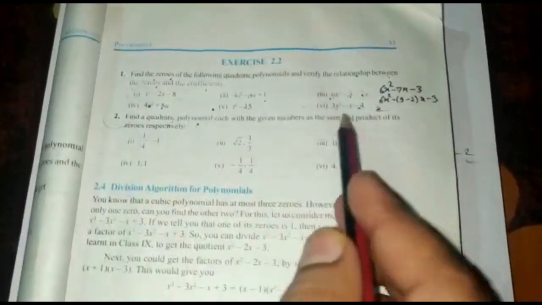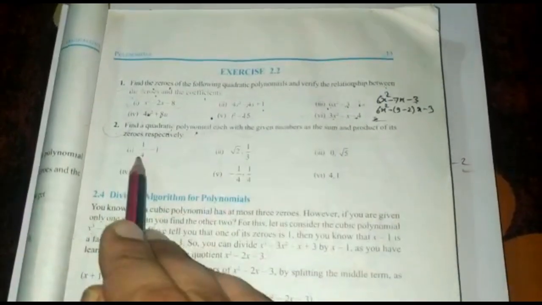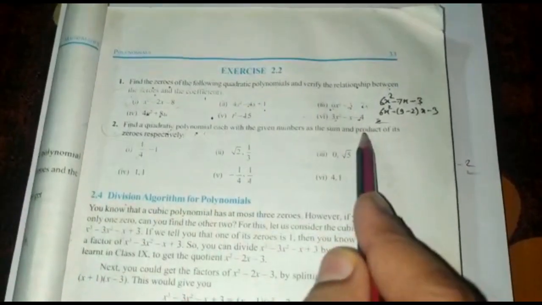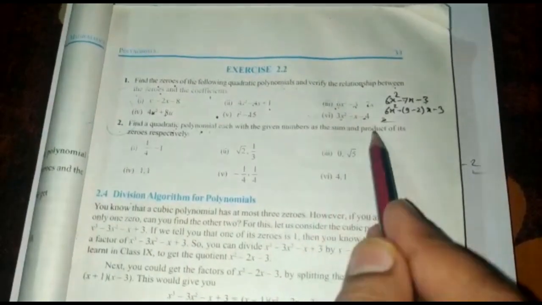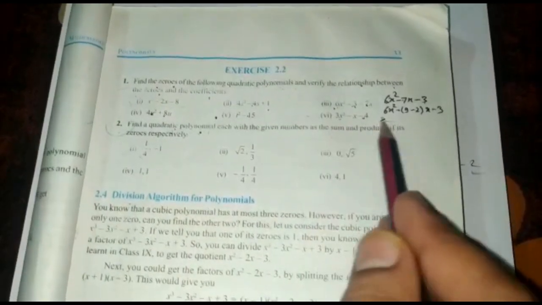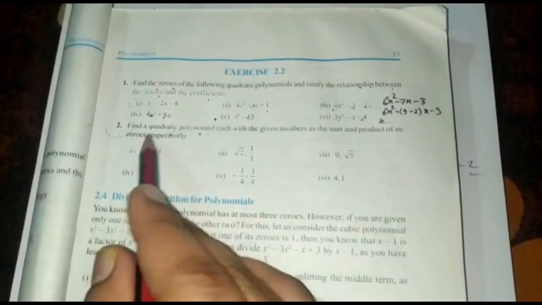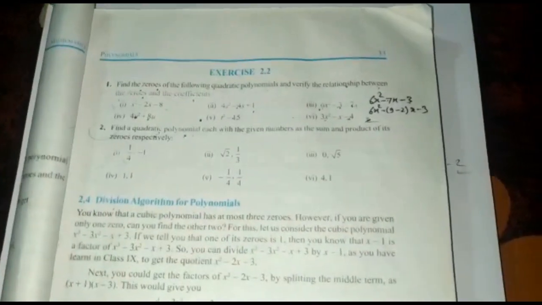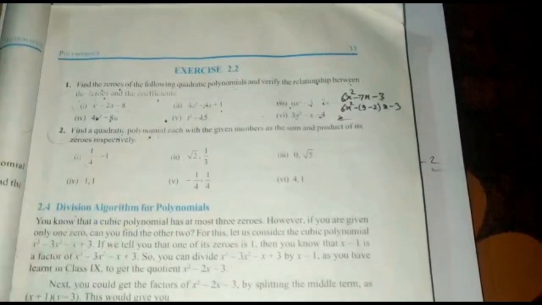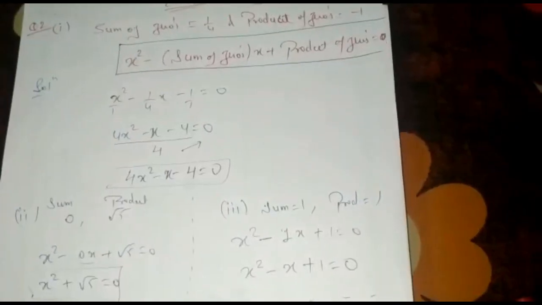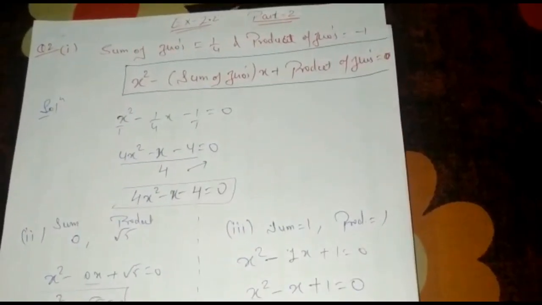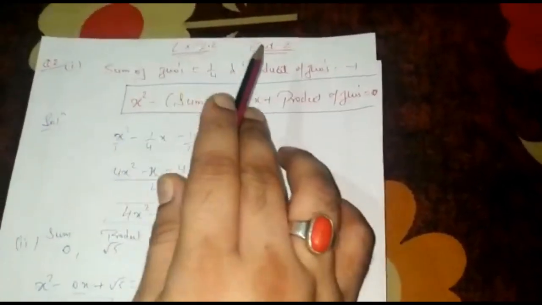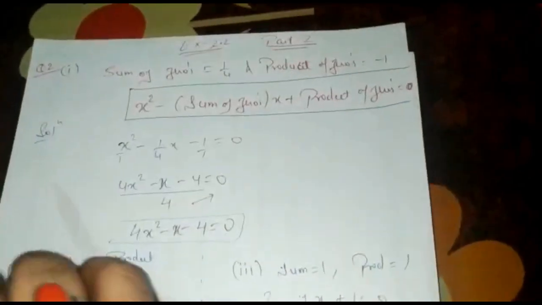In this question, the first value is given as the sum of the zeros and the second value is given as the product of the zeros. As it is already mentioned in the question, sum and product, that means the first is the sum and the second one is the product. Let us discuss how to solve this type of problem. So here is exercise 2.2, part 2, and question number 2.